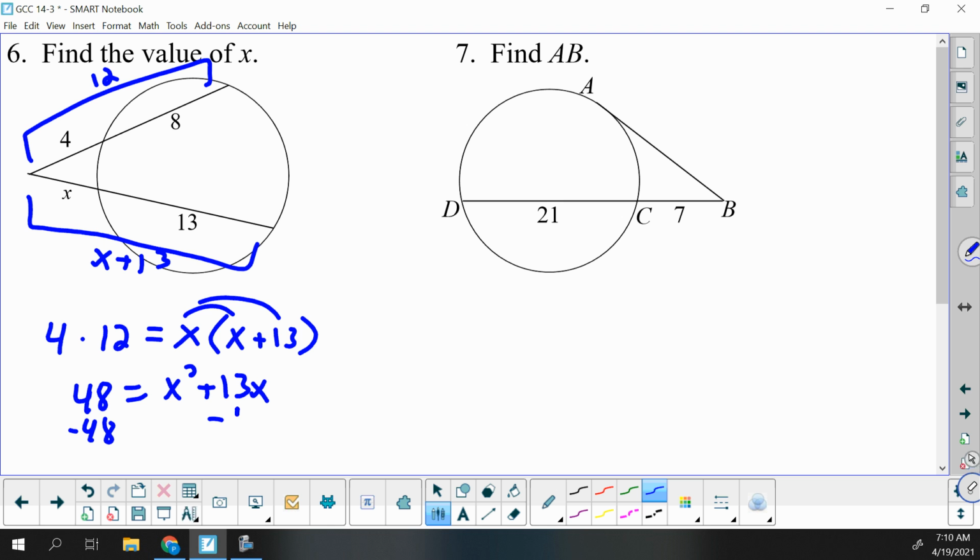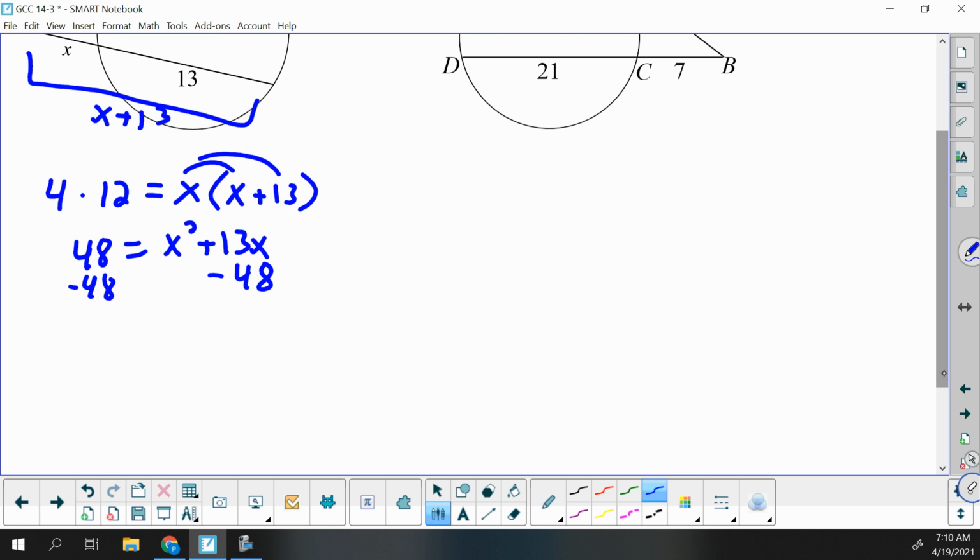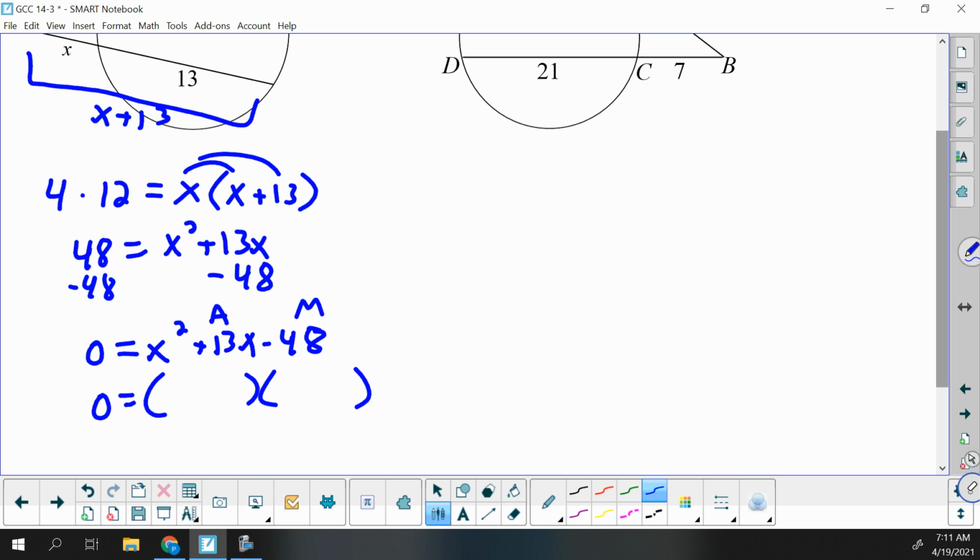Subtract your 48 over, and you get 0 equals x squared plus 13x minus 48. So we're looking to multiply to negative 48 and add to 13. So two numbers that would do that are 16 and negative 3.